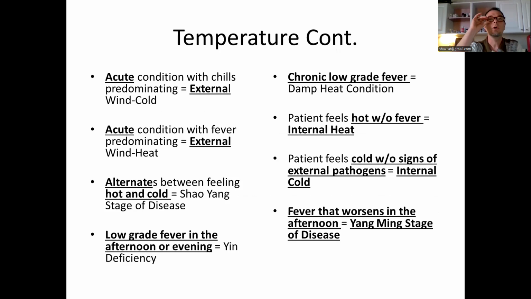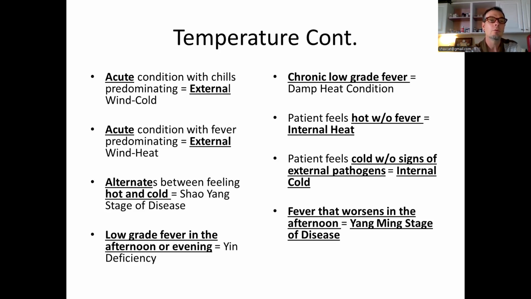Temperatures continued. Acute conditions with chills predominating is an external wind cold issue. Usually these acute issues are on the exterior. Acute condition with a fever predominating is external wind heat. Well, okay, I got ahead of myself. So look for a fever or not. Not a fever, it's probably wind cold. Fever, definitely wind heat. If it's acute, it's more on the surface, so it's more of a wind stage.